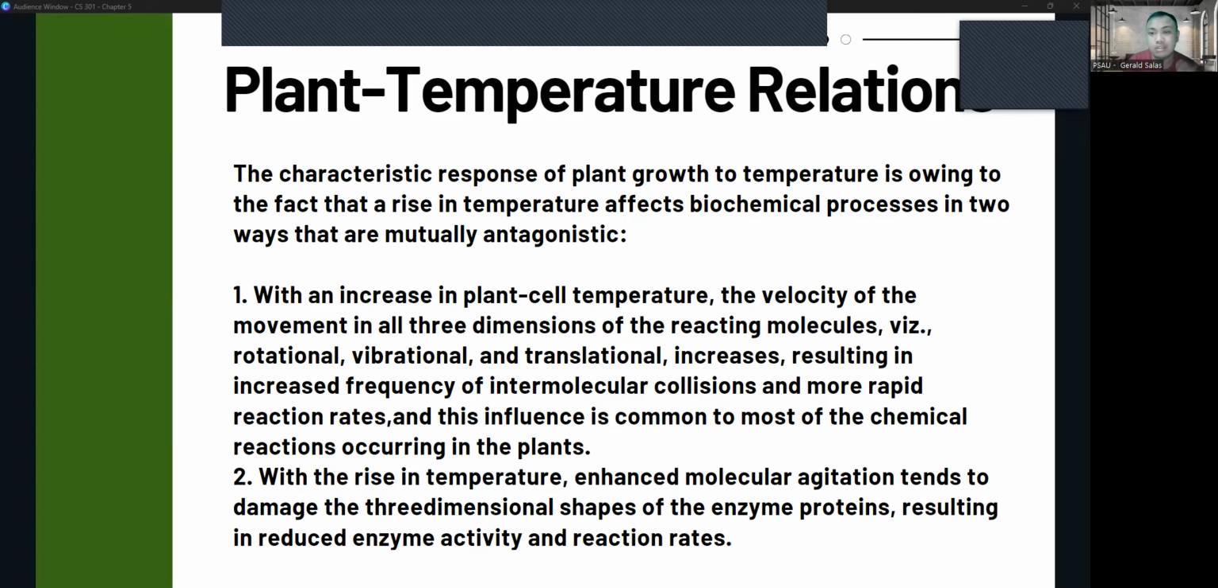So these are just the two examples why higher temperature is not that much favorable sa ating mga halaman. Sometimes ang nangyari is nalalanta sila.